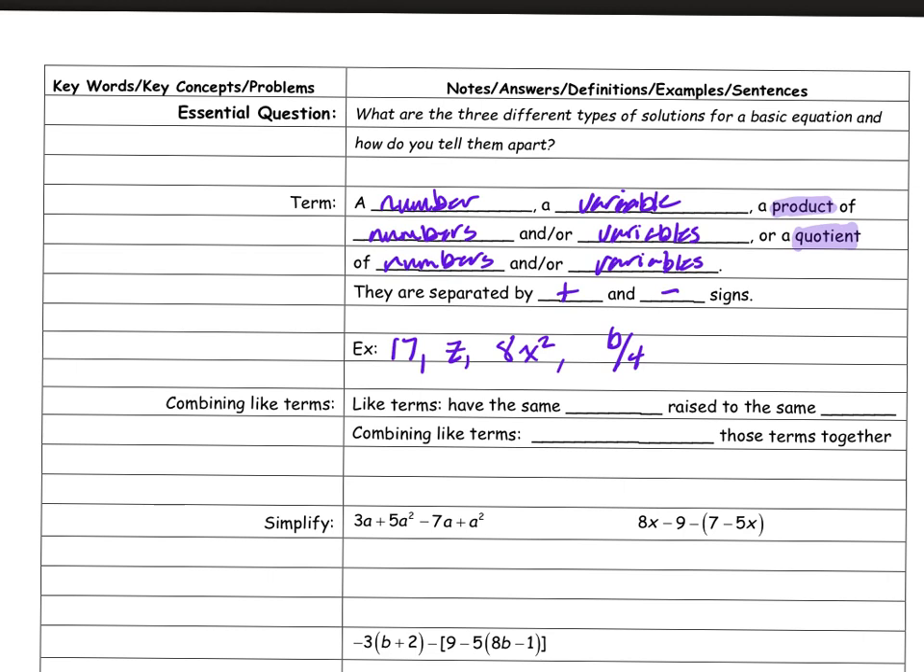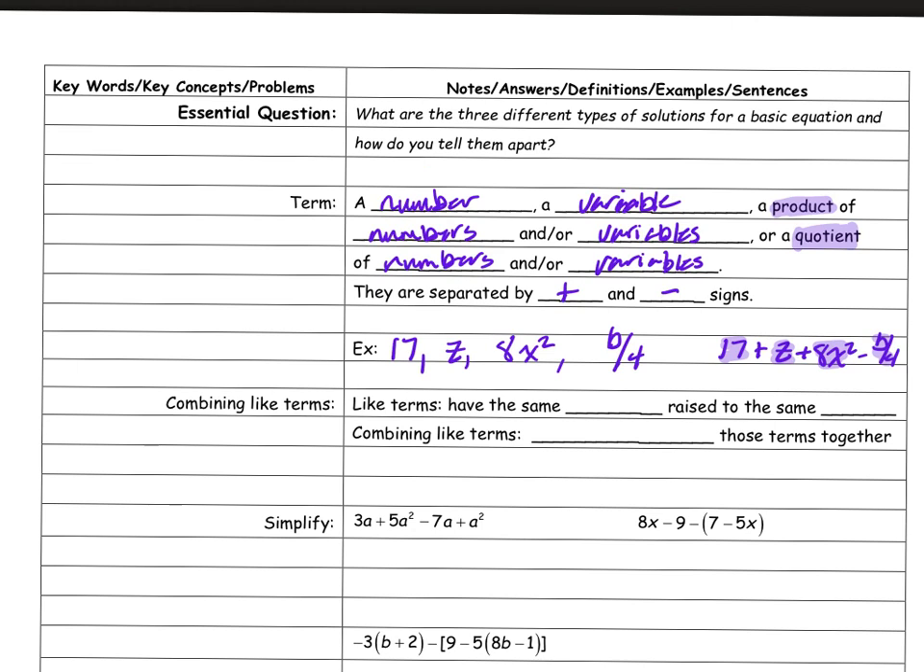And then between them, when we're talking about an expression, we have plus or minus signs. Remember we talked about expressions in the last video. So if I had 17 plus z plus 8x squared minus b over 4, each one of these individually is a term, not together. So I have 4 terms in this expression. I hope that helps out a little bit, talking about a term.